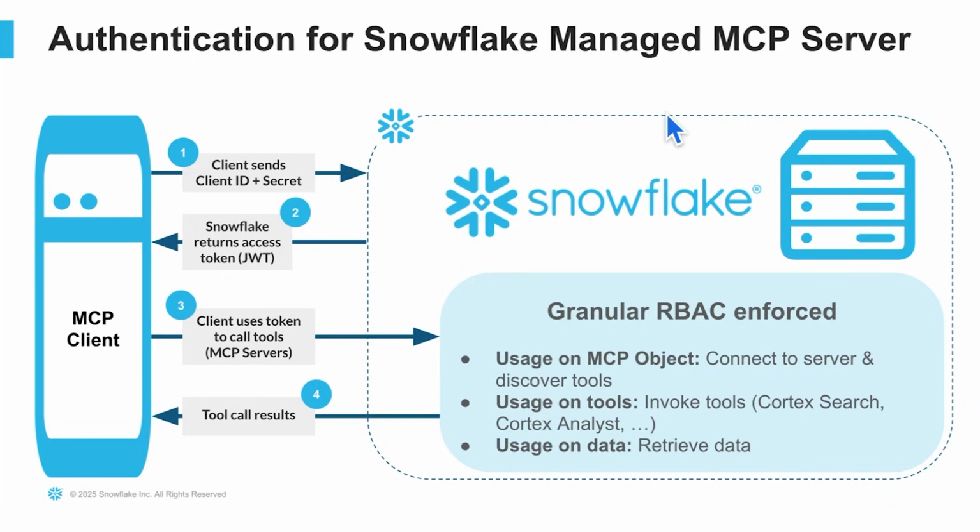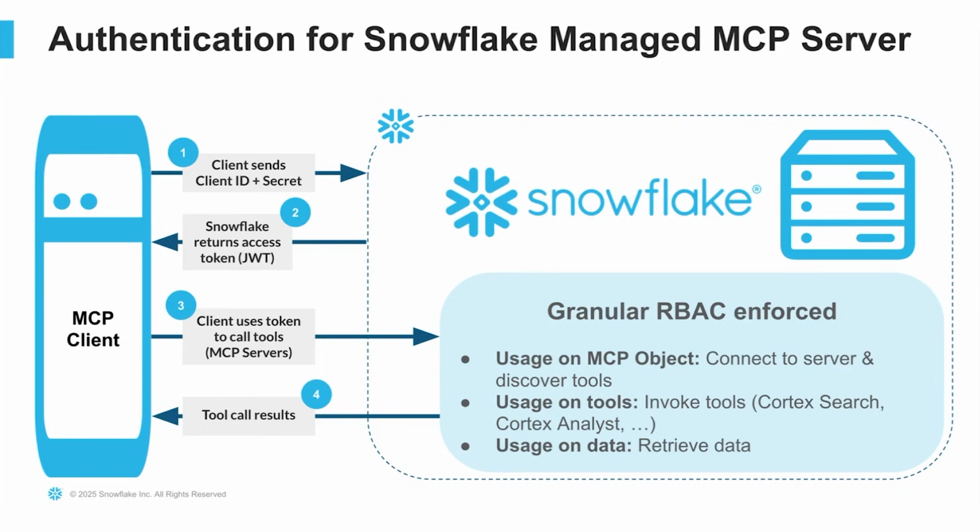Yeah, that's a really good question, Arun. So let me jump in and show you to kind of explain this in a slide. So first, the managed MCP servers support both the OAuth authentication and the PAT authentication like we're doing in the lab. And then once you're actually connecting and using the MCP servers, there's three really important parts you want to know about access control. So the first is that to use the MCP servers, you need usage on the MCP object itself. So this is what you need to both connect to the server and discover which tools are available.